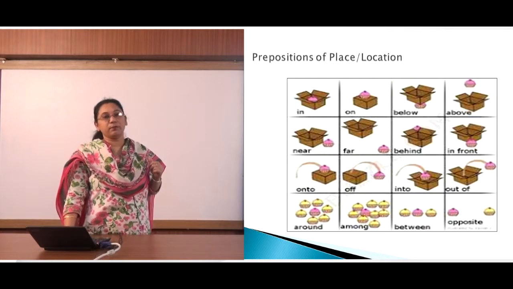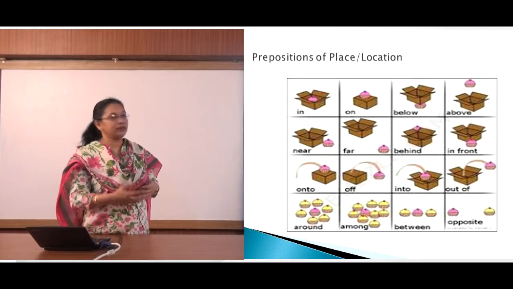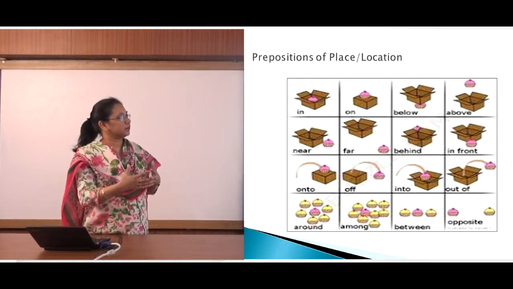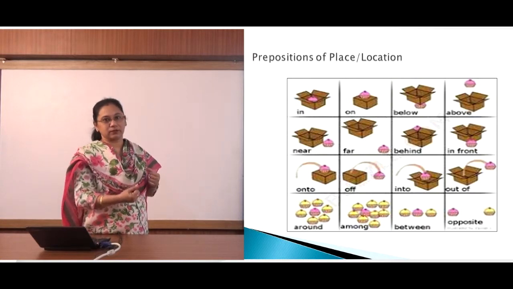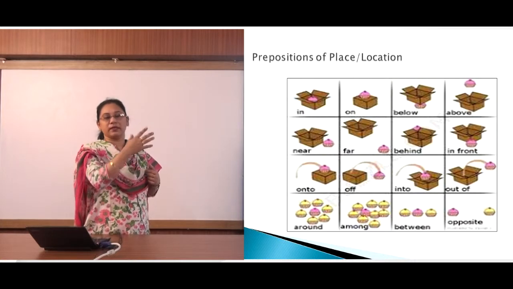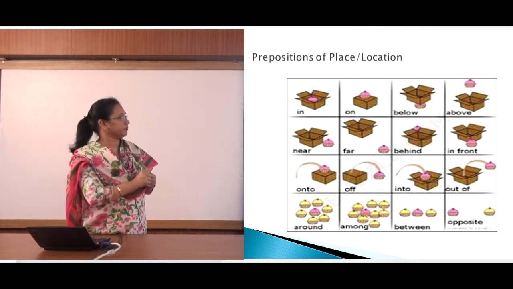Now, prepositions of place and location. Again, you have a picture here which depicts where a certain thing is placed or where it is located, and again the list is similar to the ones that I showed you in the first one relating to spatial relationships.